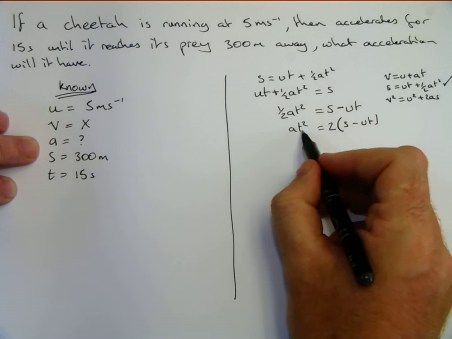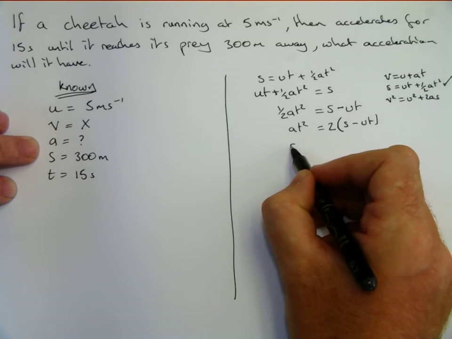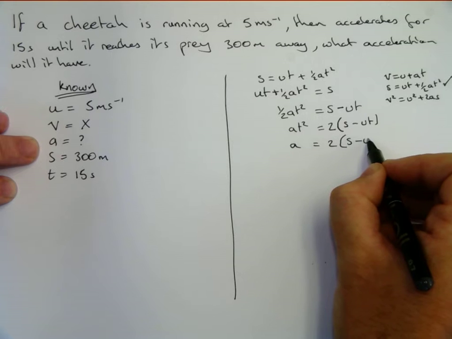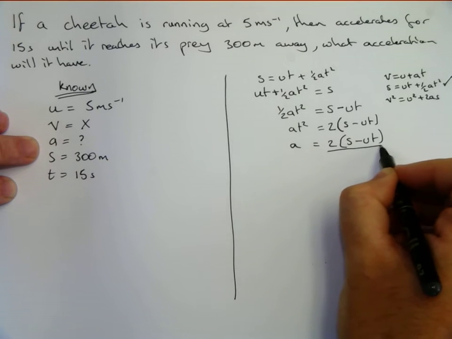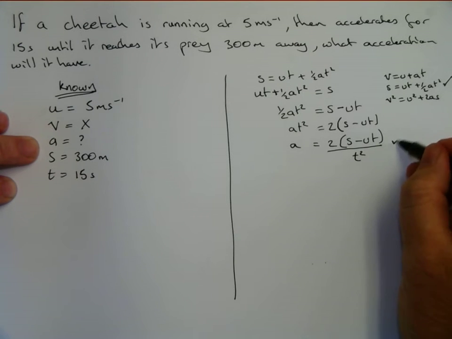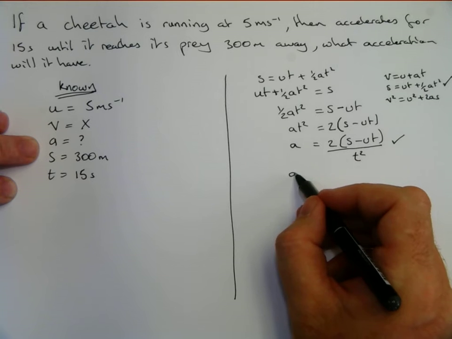Now we want to get rid of the t squared. Right now we are multiplying by t squared, so to move it to the other side we have to divide by t squared. So a equals 2 times (s minus ut) all divided by t squared. And this is us having rearranged it. We can now put the numbers in. So let's do that right now.